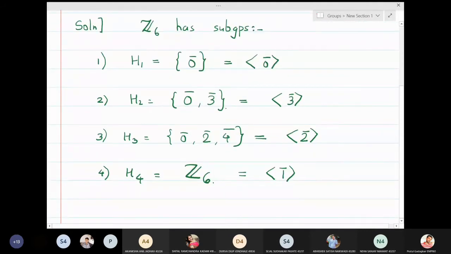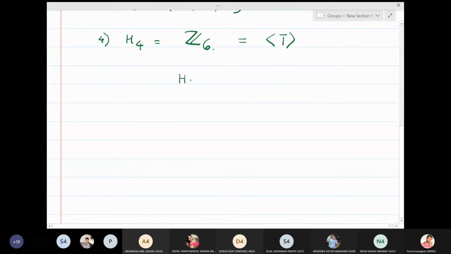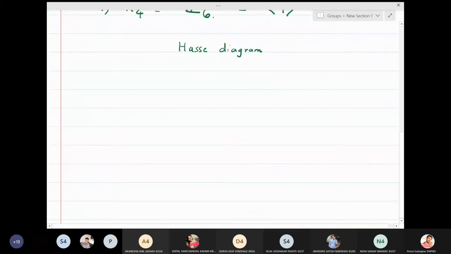Now let us draw the subgroup diagram. This subgroup diagram is also called a Hasse diagram. So out of the four subgroups, I will write the smallest subgroup at the very bottom stage, and the largest subgroup at the top stage. So what is the smallest subgroup here? We know that H1 is the smallest subgroup, which is nothing but 0 bar. So it is the cyclic group generated by 0.